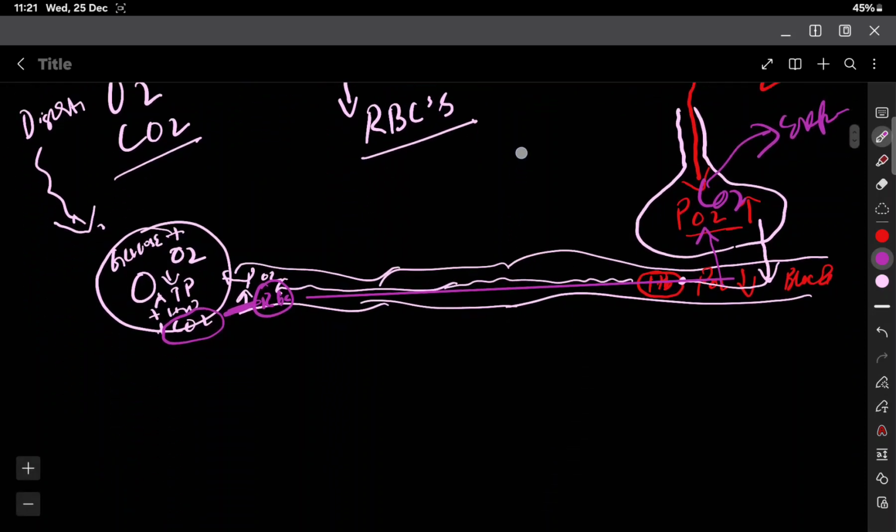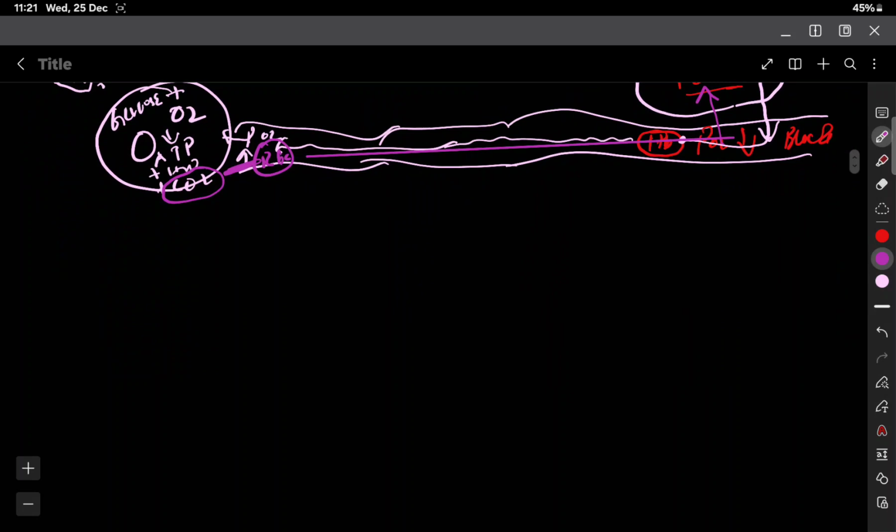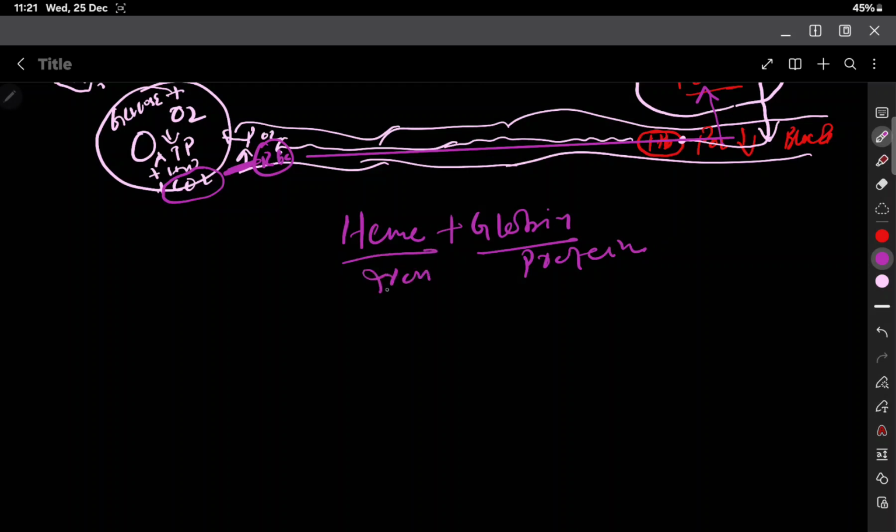Now we will go to the structure of hemoglobin. Basically, hemoglobin is heme plus globin. Globin is the protein part, and heme means iron, you can say Fe, and protein. The protein part contains 2 alpha chains and 2 beta chains. And there are 4 iron molecules present in one molecule of hemoglobin.